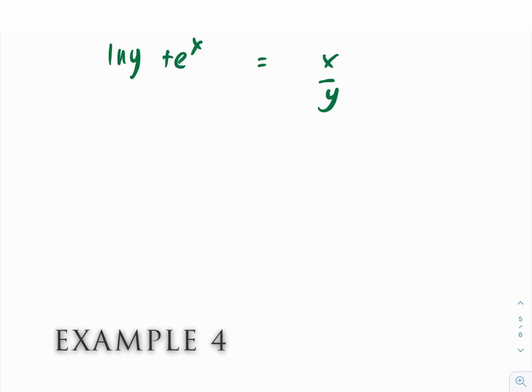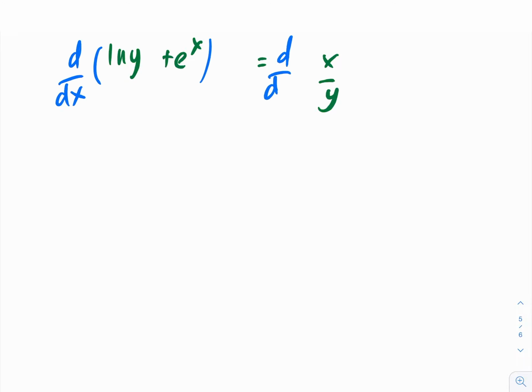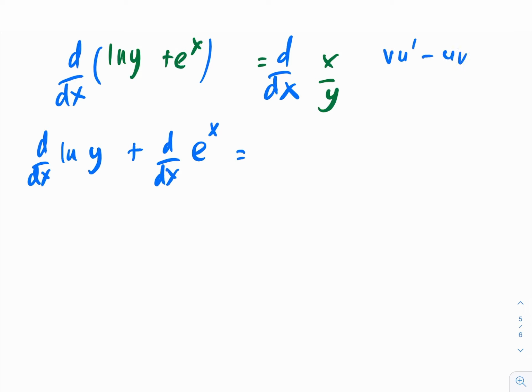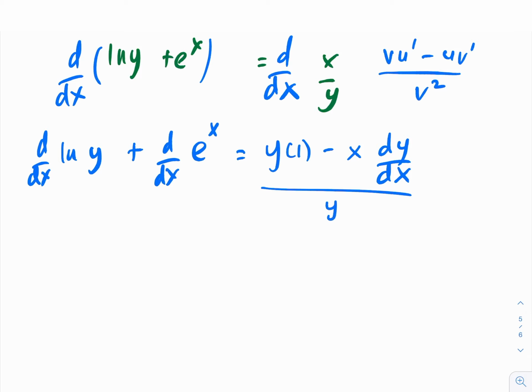Next example, we have ln y + e^x = x/y. Again, we want to find dy/dx, so differentiate both sides with respect to x. Now, we differentiate ln y with respect to x and e^x with respect to x, and on the right hand side, since this is a rational function, we'll have to use the quotient rule. The formula is (v u' minus u v') over v². So we'll have y differentiate x equals 1 minus u v', which is differentiate y with respect to x, over v squared, which is y².